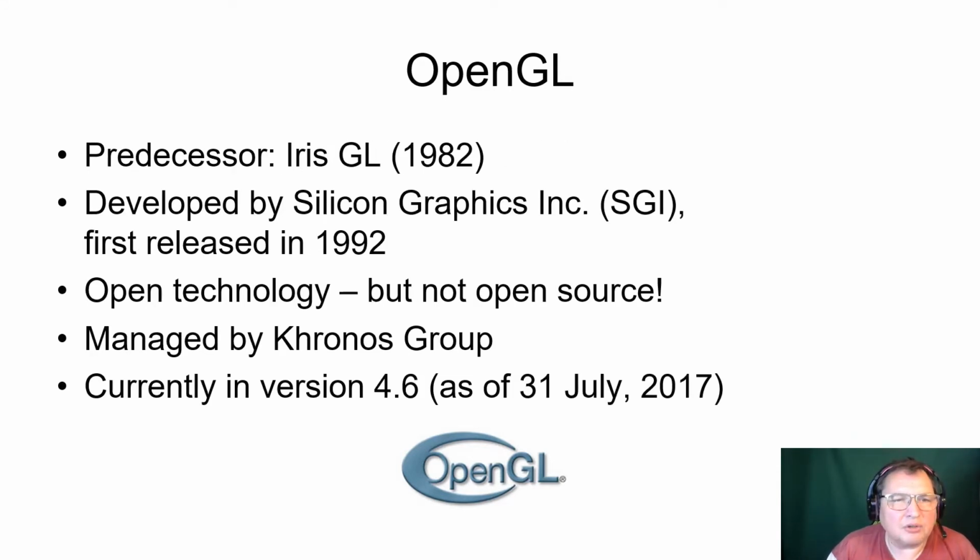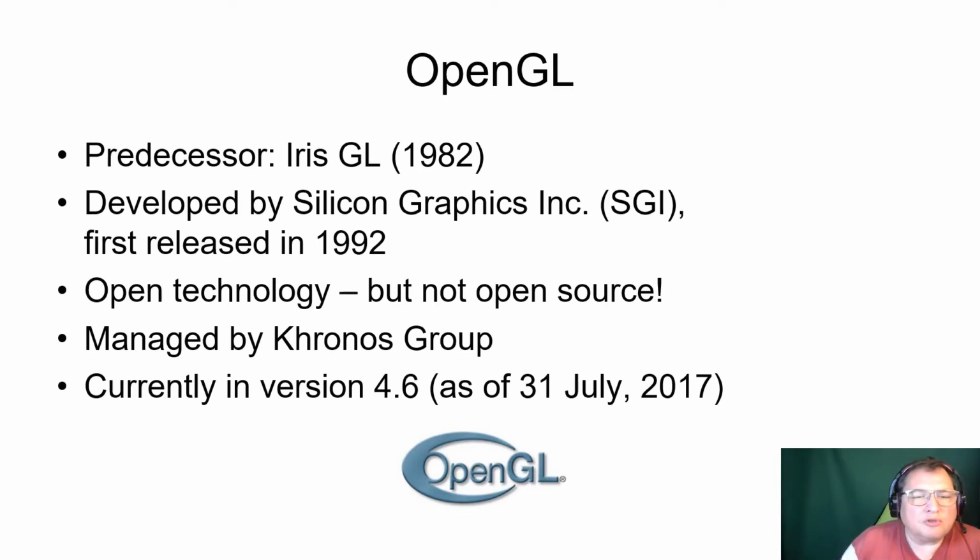Its predecessor, called IrisGL, was released in 1982, but the name OpenGL for the first time appeared in a product by Silicon Graphics in 1992. It is an open technology, but not open source. What does it mean? This means that OpenGL is managed by Khronos Group, and Khronos Group is a consortium that is open for any participant. But the consortium does not provide any access to the source code.